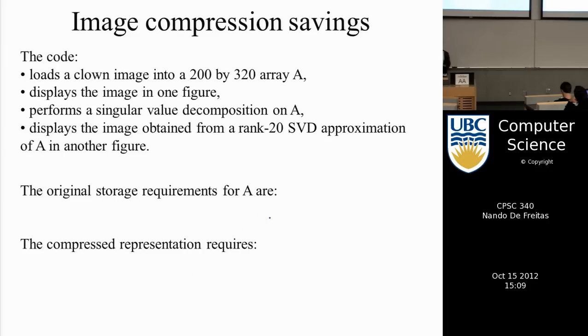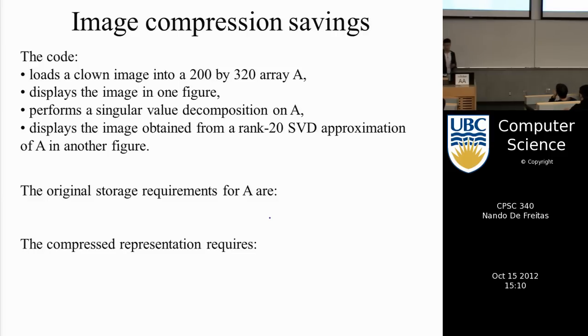All right, so this image is actually 200 by 320. So it's the case where m, in fact, is smaller than n. The code loads that image, displays it, computes the SVD, truncates the SVD, and then displays the truncated image.